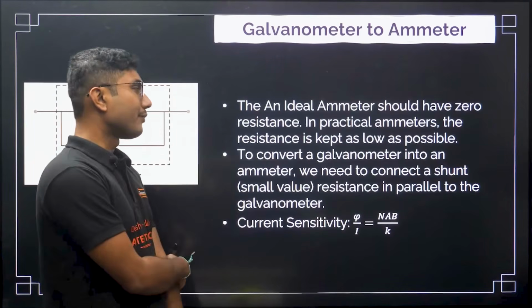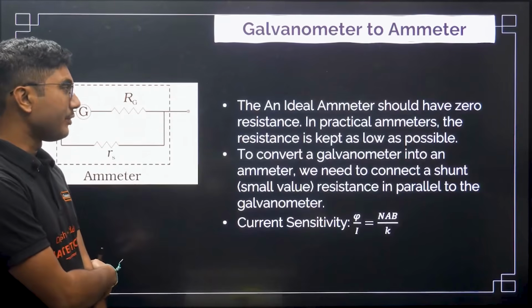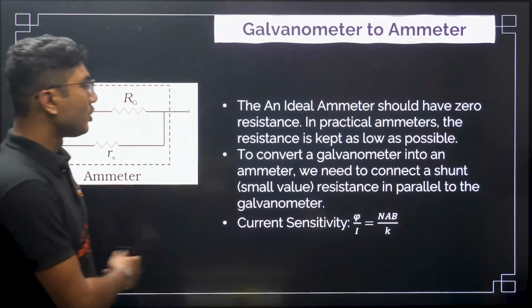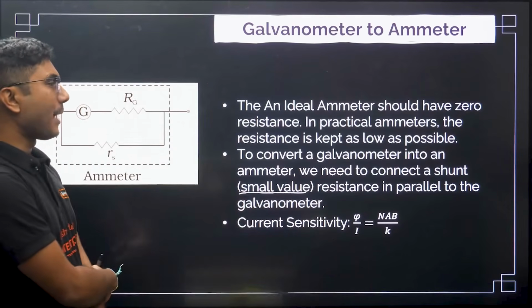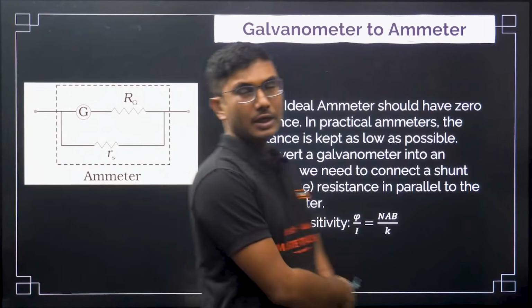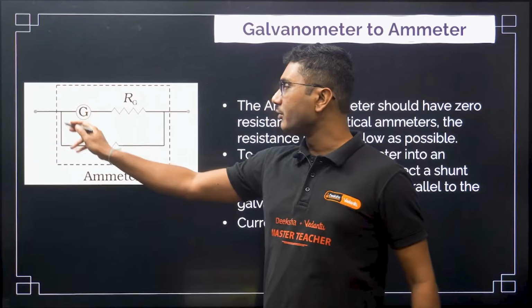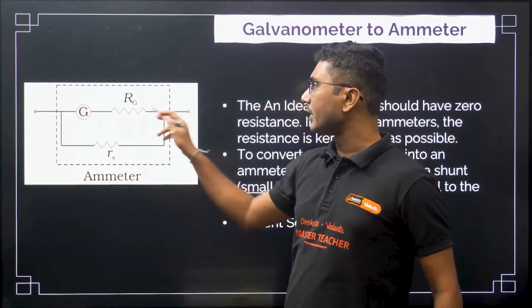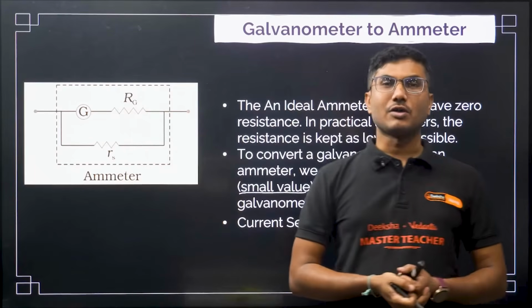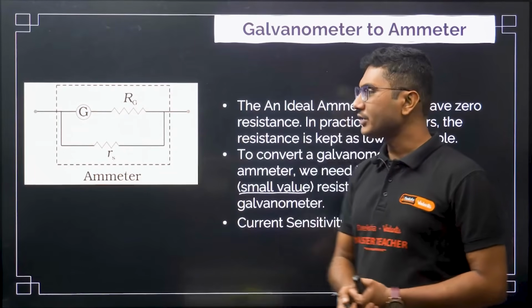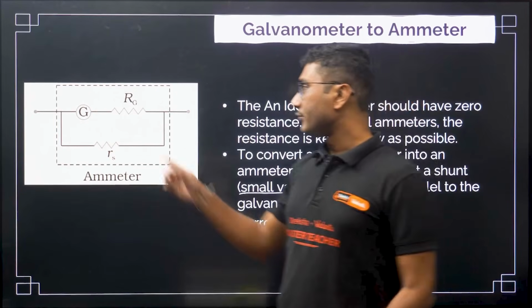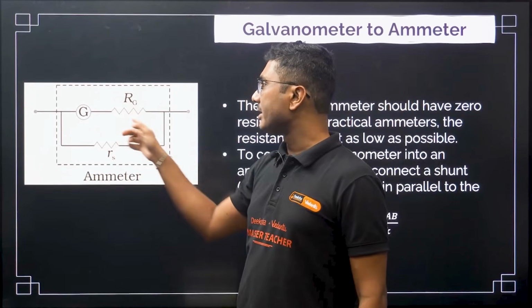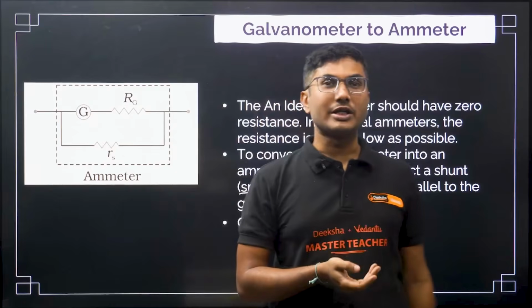To convert a galvanometer into an ammeter, we need to connect a shunt. Shunt means a small value resistance in parallel to the galvanometer. If you apply a shunt, then this can be converted into an ammeter. Now, this Rg is the internal resistance of the galvanometer, which you cannot ignore.